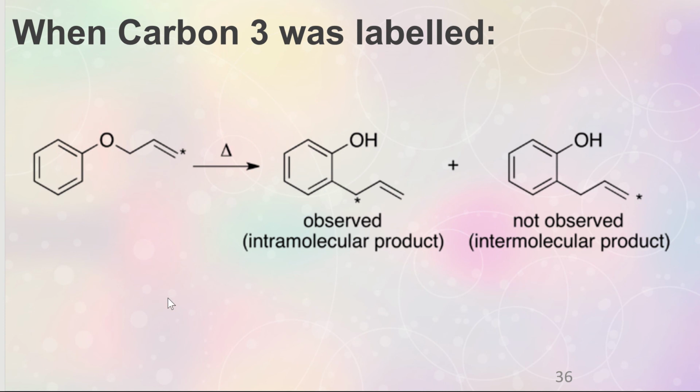So when carbon 3 was labeled, previously we saw where carbon 1 was labeled. So when carbon 3 was labeled, right, we saw that this was the only product that was observed, which corresponds to an intramolecular product. The intermolecular product, which would have been the product formed from an ionic mechanism, was not observed. The intramolecular product was the only product that was observed.